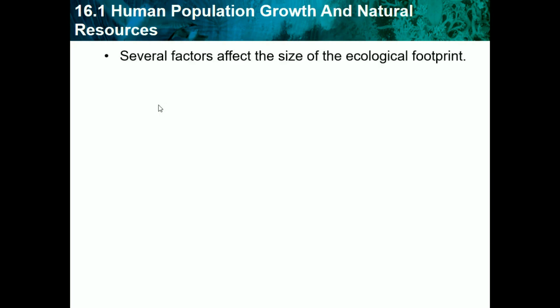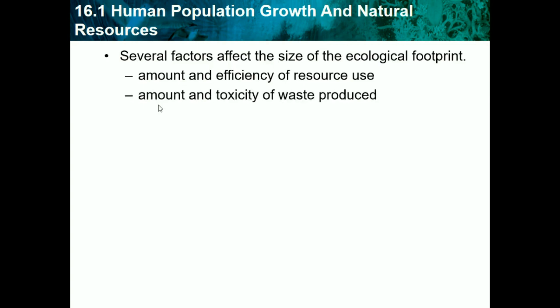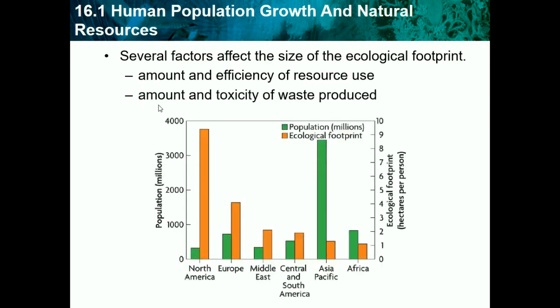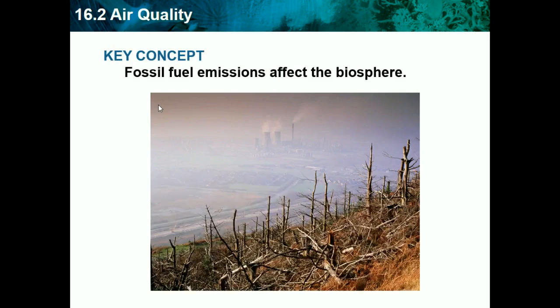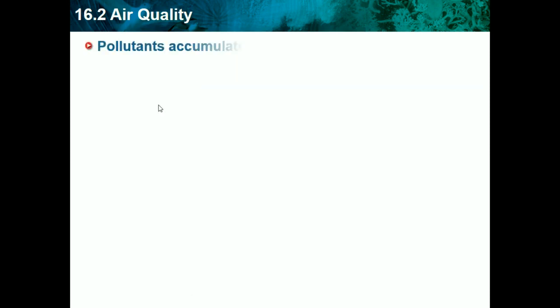Several factors affect the size of the ecological footprint: amount and efficiency of resources used, amount and toxicity of waste produced. So this just shows how much pollution we make basically. So 6.2, air quality. Fossil fuel emissions affect the biosphere. And the biosphere, we learned, is basically everywhere there is life.